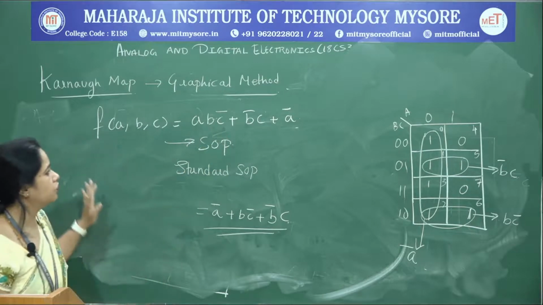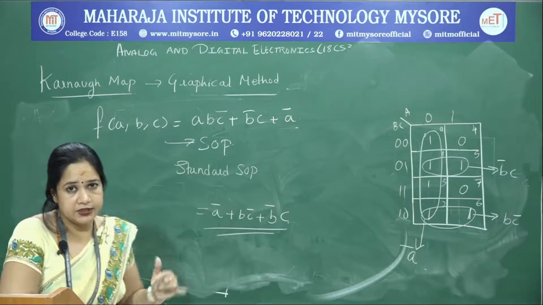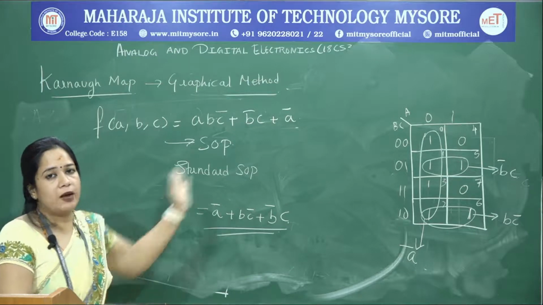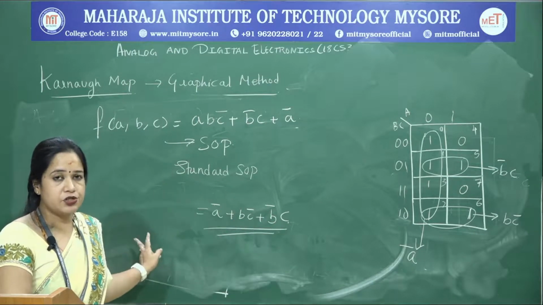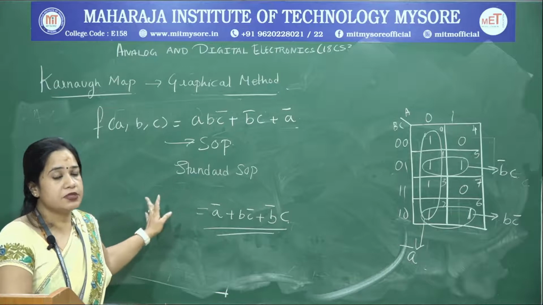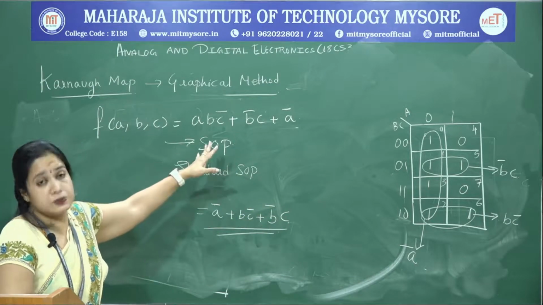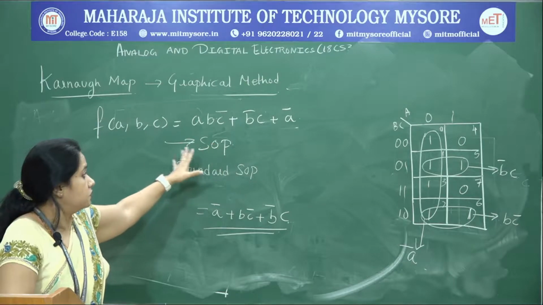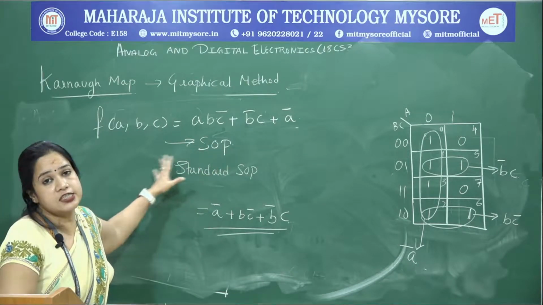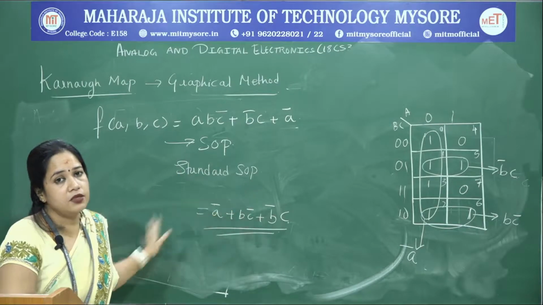So this is how we have dealt with all the 3 cases: given a truth table, how to map onto the K-map; given an expression in min term representation, how to map onto the K-map and simplify; and given a sum of products which is not in standard form, how to map it on the K-map and solve.